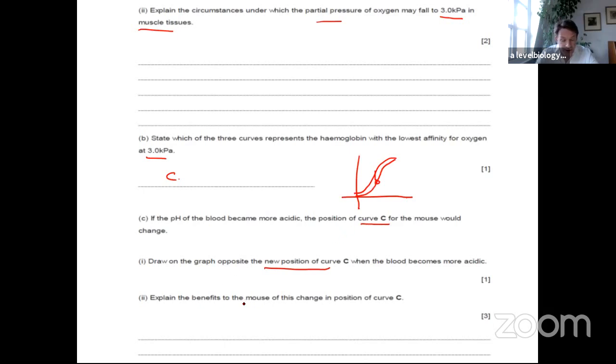And explain the benefits to the mouse of this change. The tissues in the mouse that are respiring the most actively are going to be the tissues that receive the most oxygen, because the affinity of the hemoglobin for oxygen will fall when the blood becomes more acidic as a result of the dissociation of the carbonic acid.